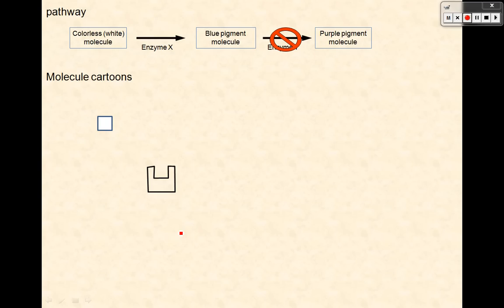If we don't, for example, have enzyme Y, we simply end up with a blue flower. I thought that was supposed to come out of there. Oh well. Oh, there it goes.